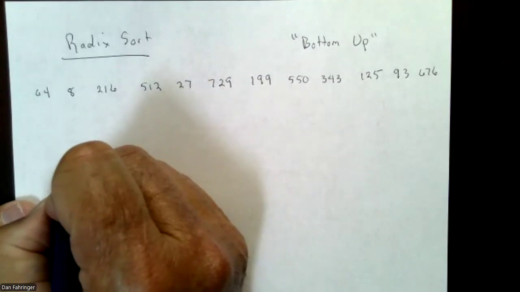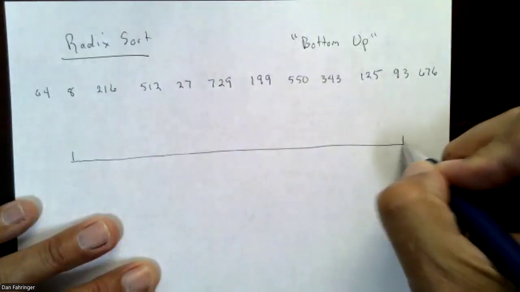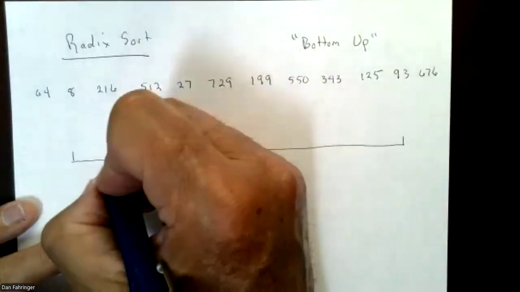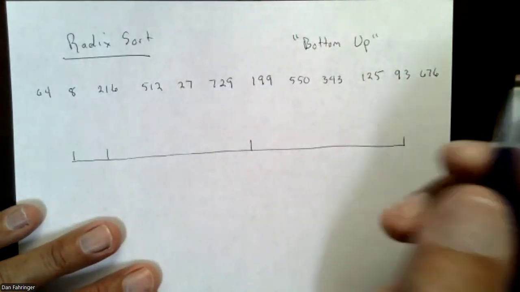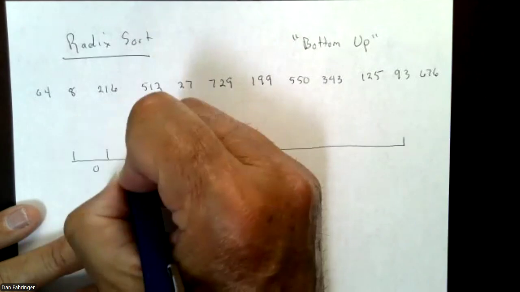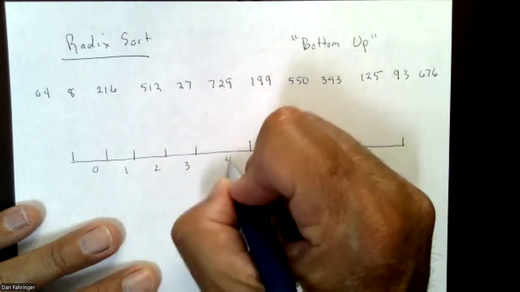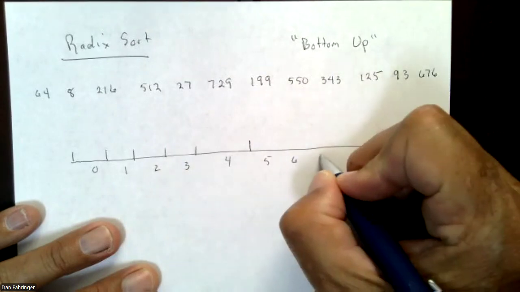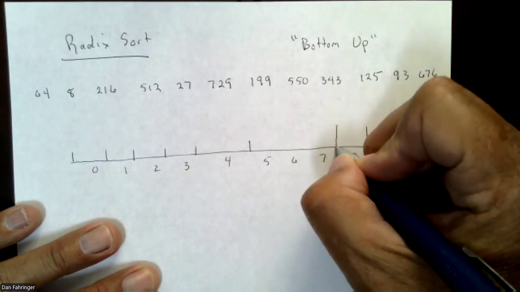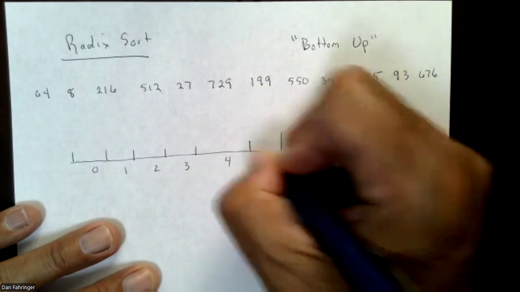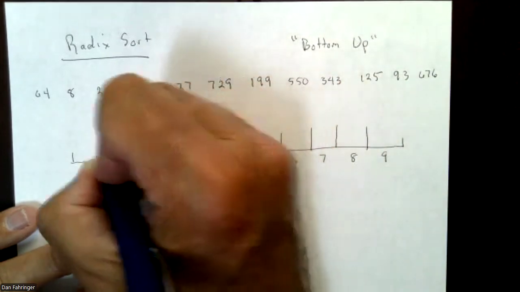Supposedly, back in the day, this is how our punch cards were sorted. But I don't know if that's true or not, but I'm going to go with that story. And I'm going to create 10 boxes here: 0, 1, 2, 3, 4, 5, 6, 7, 8, and 9. And these are like drop boxes of some sort where we're going to be dropping things in.